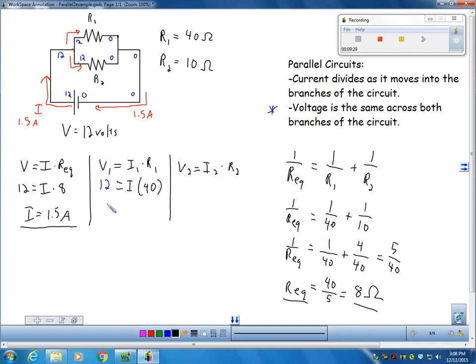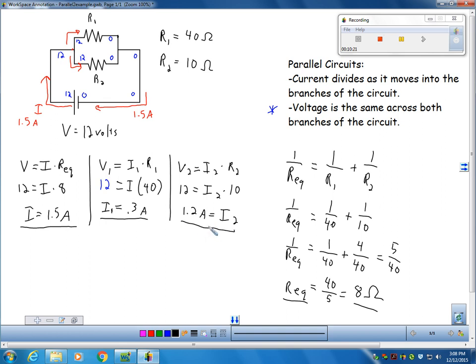So 12 divided by 40 at that point leaves us with 0.3 amps. And so we see that through the more resistive branch, branch 1, we actually have 0.3 amps of current. All right. Well, a quick check of the math will tell us that through branch 2 we should be getting 1.2 amps. But let's go ahead and double check that anyway, just for fun. So here we have 12 volts, again, as the voltage across resistor 2. And so I2 times R2, and R2 is 10. Okay. Well, 12 divided by 10 looks like 1.2 to me. And so 1.2 amps will in fact be the current through branch number 2.